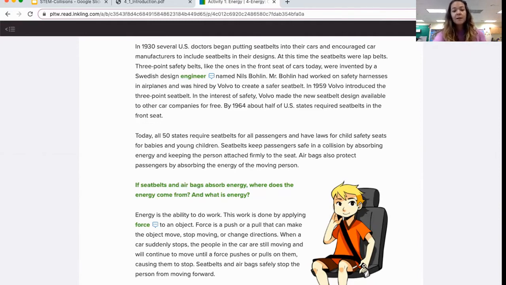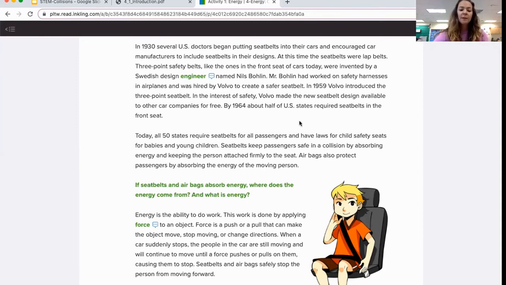That's pretty big. In 1964, about half of the US states required seatbelts in front seats. Today, all 50 states require seatbelts for all passengers and have laws for child safety seats for babies and for young children. Seatbelts keep passengers safe in a collision by absorbing energy and keeping the person attached firmly to the seat. Airbags also protect passengers by absorbing the energy of the moving person.